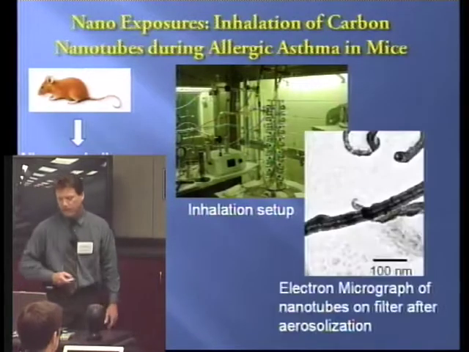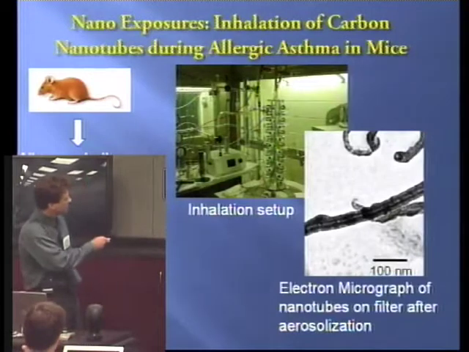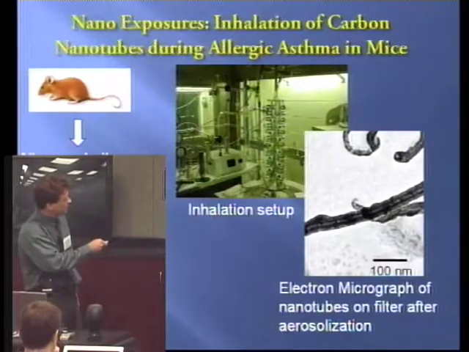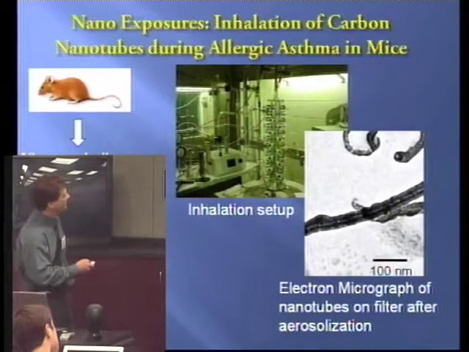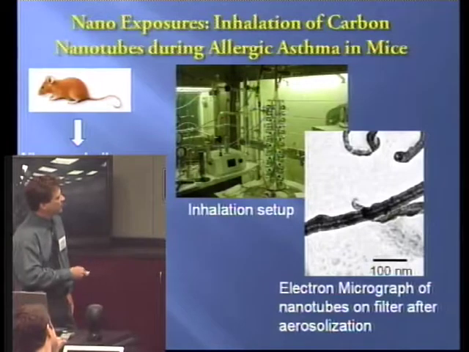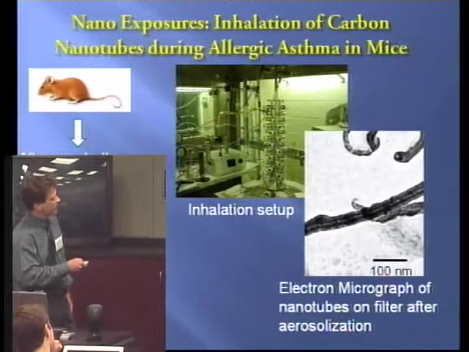There's a filter at the end of the collection port before it goes into the little inhalation duct where they breathe it nose only because they're obligate nose breathers, if you didn't know that. This is an electron micrograph of a filter, and it shows you that we're getting nanotubes on there, and we can collect them and count them. And there's a tube-like structure there and there.